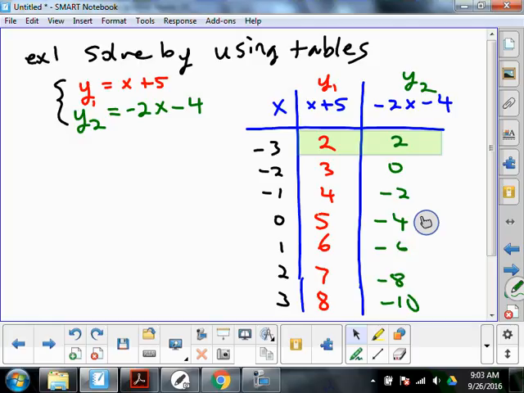So, yeah, we got our answer. So what is our answer? Our solution? Our answer is what? Negative 3, comma, 2, right? XY, ordered pair.